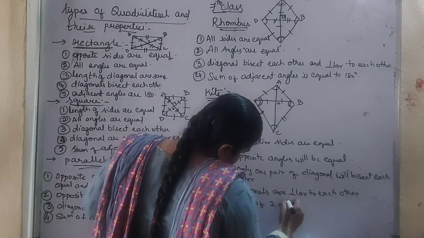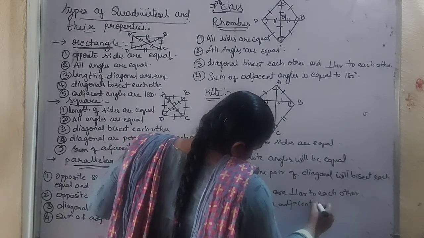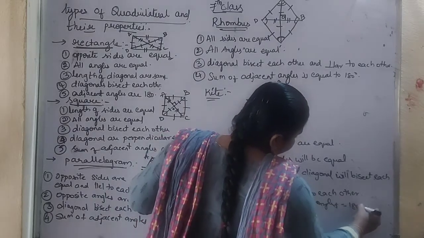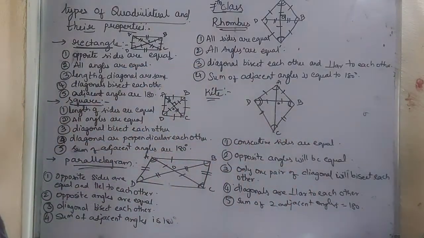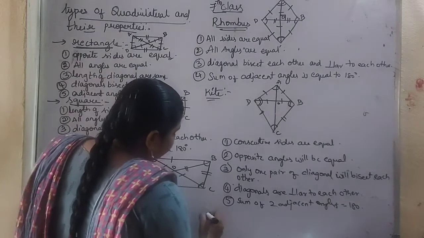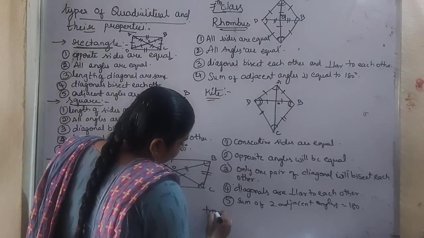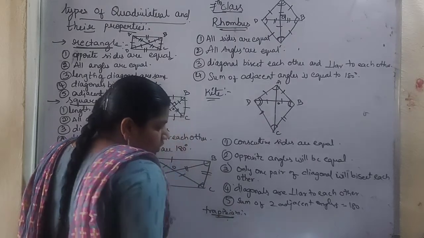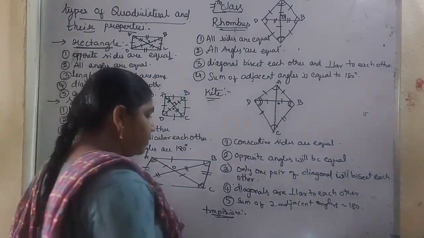Sum of two adjacent angles equals to how much? That will be equal to 180. And the last one is kite and trapezium. So in this we are having only one property, that is one pair of opposite sides will be equal.